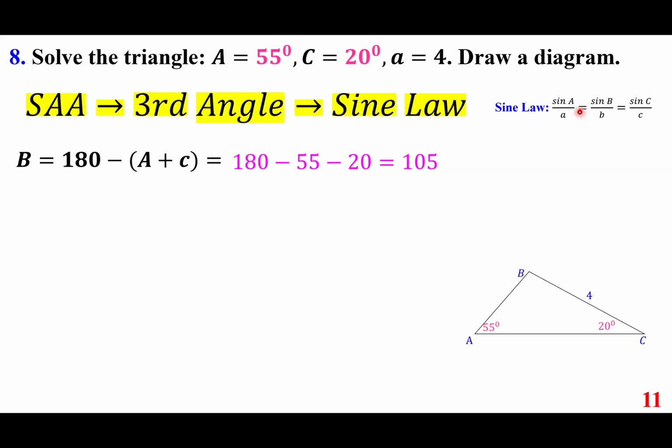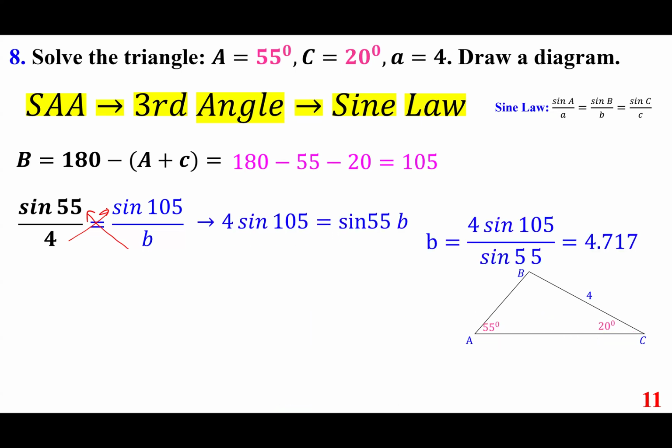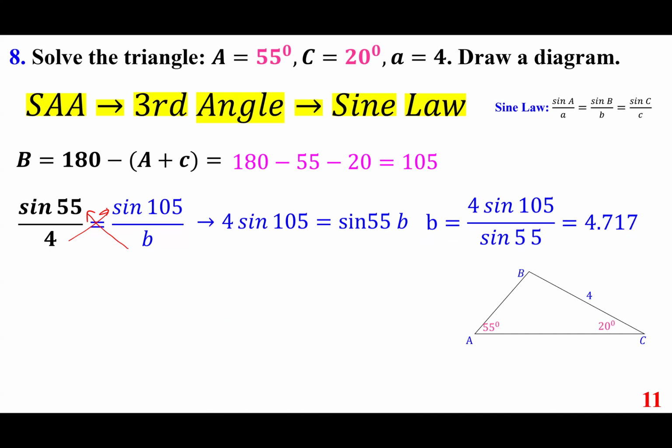Now we go with that. Sine A over a, sine B over b, sine C over c, and we write the one that we have: sine of 55 over 4, now sine of 105 over b, or 20, whatever you want to put first, it makes no difference. The cross product, everybody. The cross product, 4 times sine 105 divided by sine of 55 gives you b. So we do the cross product.